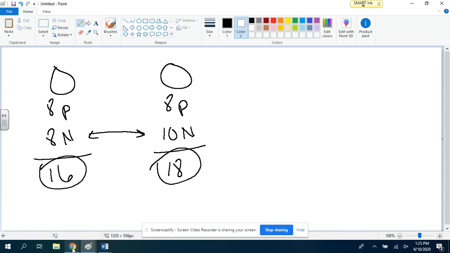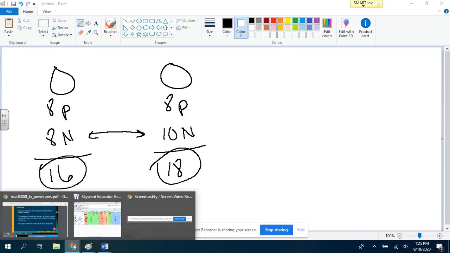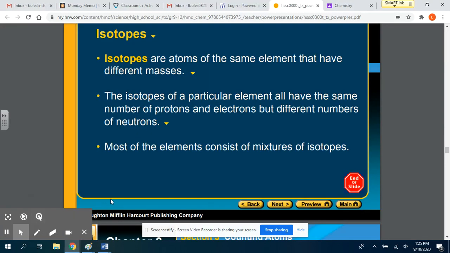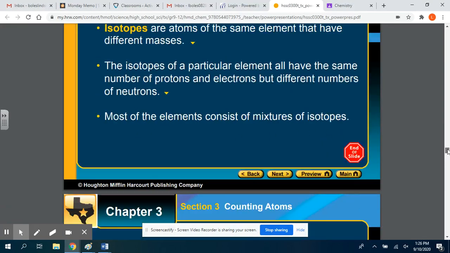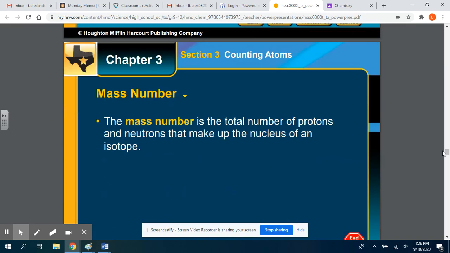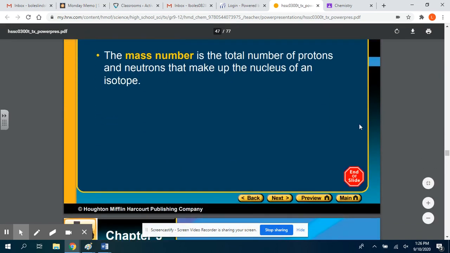That decimal in your periodic table is the average atomic mass. Very important you know the difference. Okay, so I just talked in length about mass number. It's a vocab word, so you should already have it in your vocabulary.